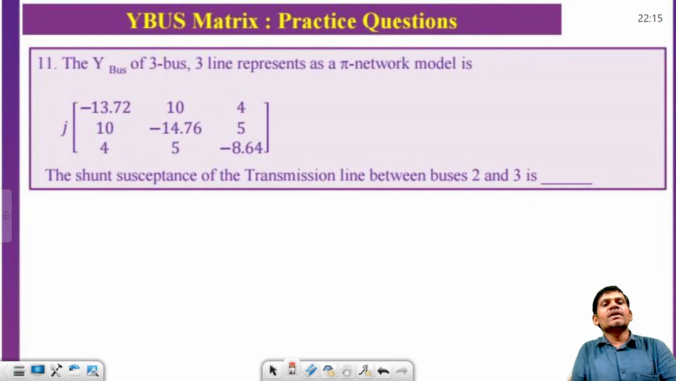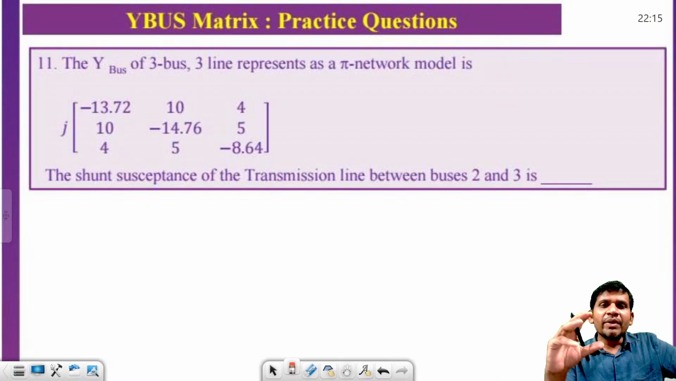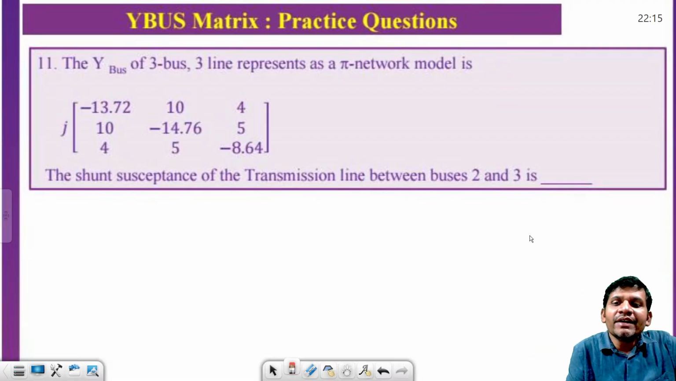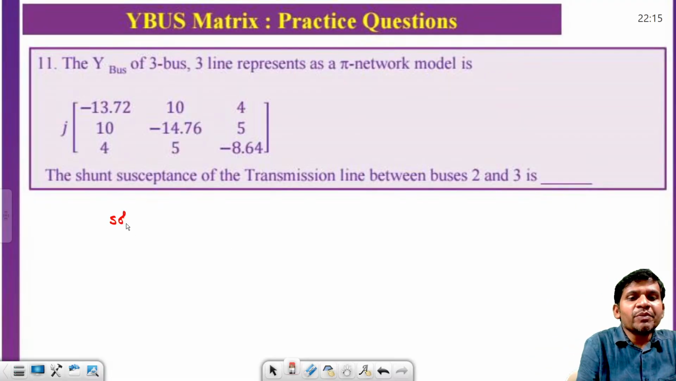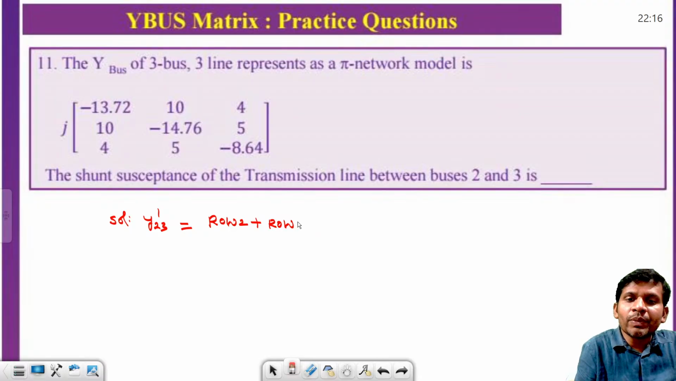Can you answer this one? The Y bus of a 3-line representation as a pi network model. The shunt susceptance of the transmission line between buses 2 and 3 is? మీకు ఆల్రెడీ చెప్పాను ఈ మోడల్. మనకు షంట్ ఎలిమెంట్స్ కనుక్కోమన్నప్పుడు ఇక్కడ 2 and 3కి అడిగాడు. షంట్ ఎలిమెంట్స్ బిట్వీన్ 2 and 3 కదా. సింపుల్గా ఎలా చేయొచ్చు అని చెప్పాను. దీని డీటెయిల్ ప్రొసీజర్లో కూడా చేయొచ్చు, బట్ నాట్ రిక్వైర్డ్. బై 2 3 డాష్ ఎలా కనుక్కుంటాం? రో 2 ప్లస్ రో 3 రిమైనింగ్ సబ్స్ట్రాక్ట్ చేయండి అంతే. మైనస్ రో 1, రో 2 ప్లస్ రో 3 మైనస్ రో 1.